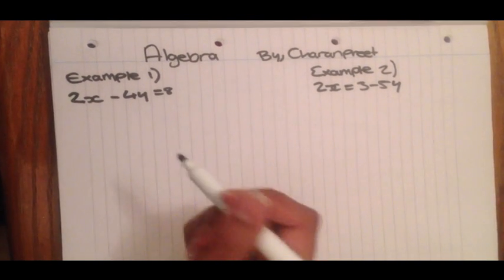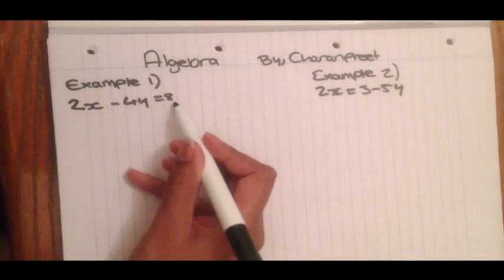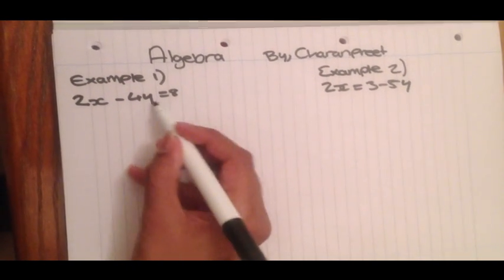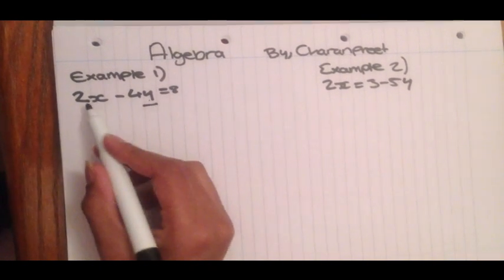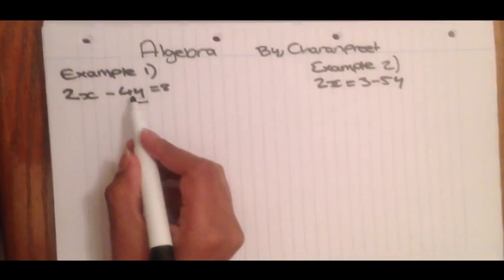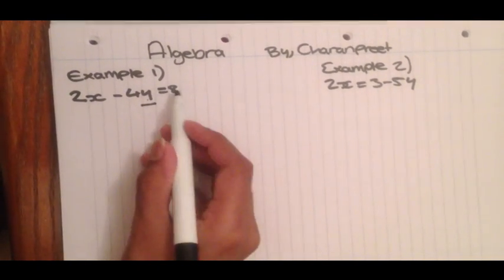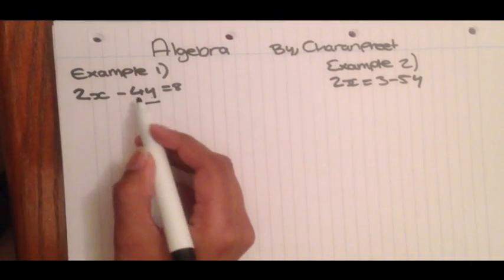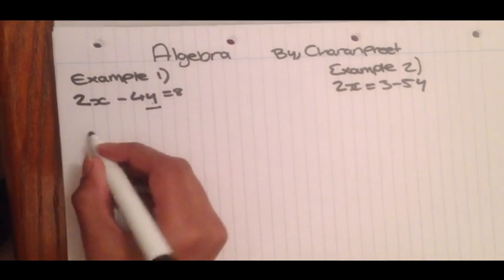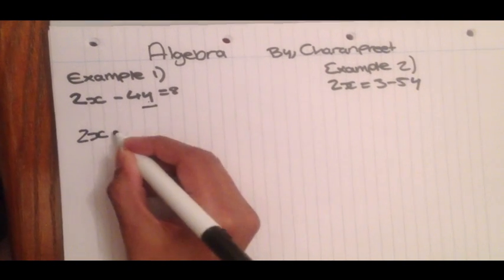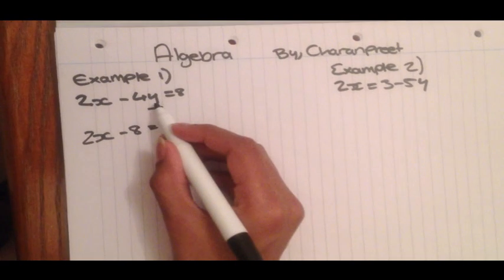As you can see, 2x minus 4y equals 8. Our aim is to gain y. In order to do this, the first step will be to separate 2x from minus 4y. So the first step will be to bring the 8 over to the left hand side. As it is a positive, when it comes over the equal sign, it should be a negative. So it's 2x minus 8 equals, as that's a minus 4y, should be a positive 4y.